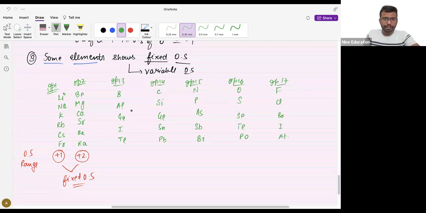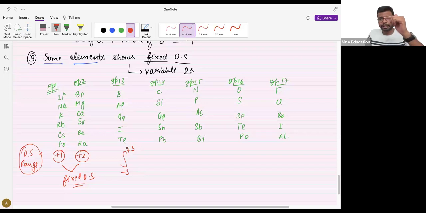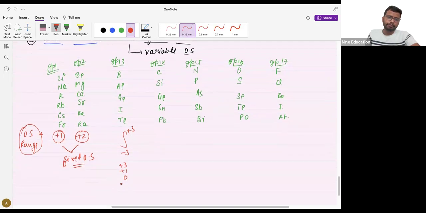है ना? So see beta, these oxidation states of these groups will come in a range, है ना? Therefore we write these as a range. You all know range, domain and range in mathematics. So they can have +3 to -3 oxidation state. They can have +3, +1, 0, -1 and -3. So these are possible oxidation states of group number 13.